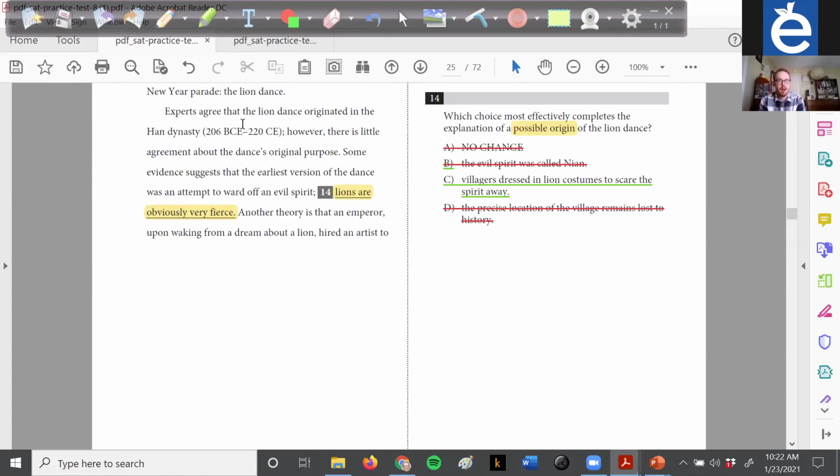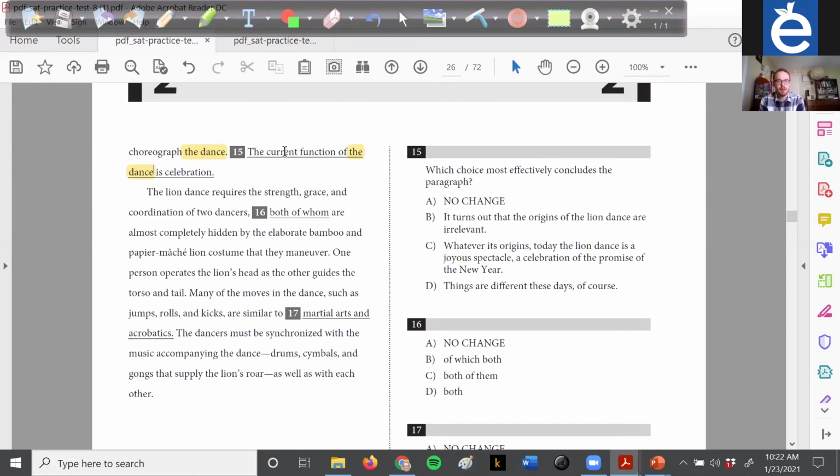Okay, so we're being given possible origin stories for this tradition. A, no change. I don't really like it, but I'll just flag it for now. B, it turns out that the origins of the lion dance are irrelevant. No, because if it's irrelevant, then why would we be talking about it? C, whatever its origins, today the lion dance is a joyous spectacle, a celebration of the promise of the new year. Okay, so you see how this links to the ideas that came before, and it sets us up for what's coming. The shortest answer isn't always the best one.